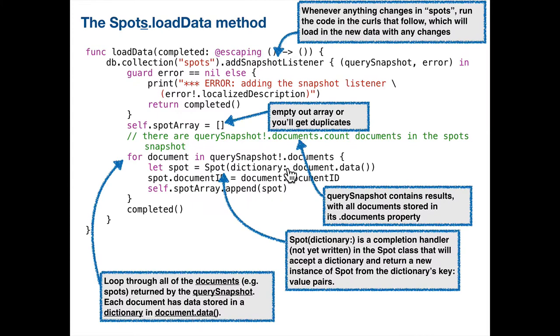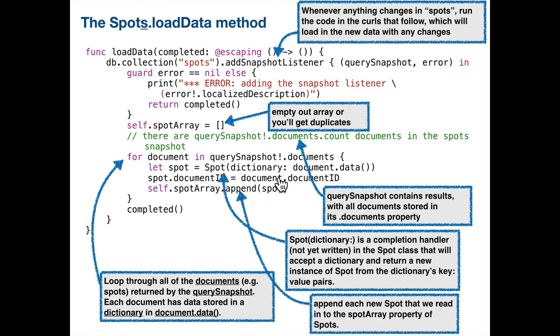So this little chunk of code that we've got right in here will grab the document ID out of the documentID property of the document that we just read in. So we're going through all of the documents here. Grab the dictionary, convert it to a new spot. Also, spot has a document ID property, so that should be the same as this document's documentID property. Then once we've created a new spot, updated any stuff that wasn't updated by the dictionary call, then what we're going to do is just say append the spot to our spot array. Once we're done with all of this, we say completed, boom, we're done.